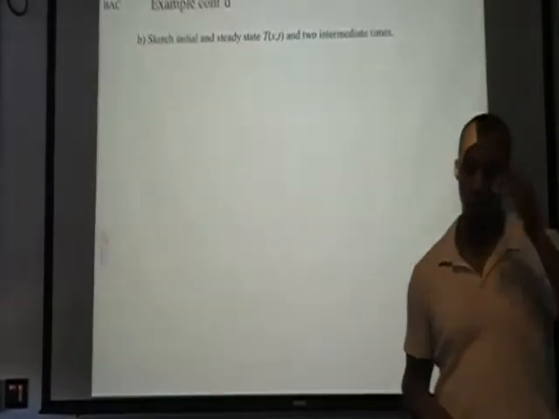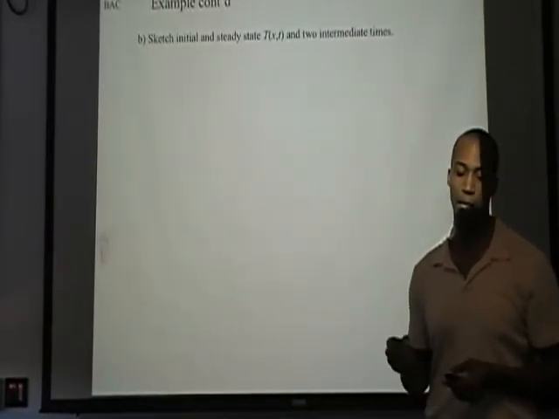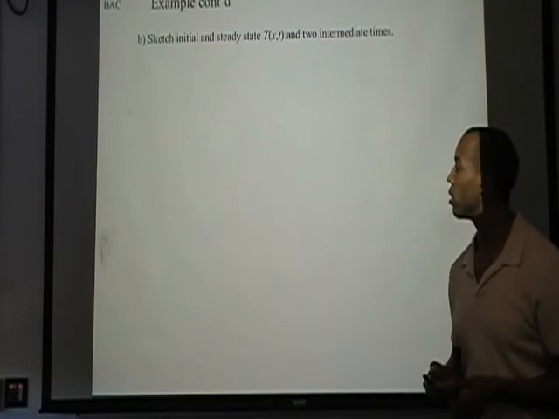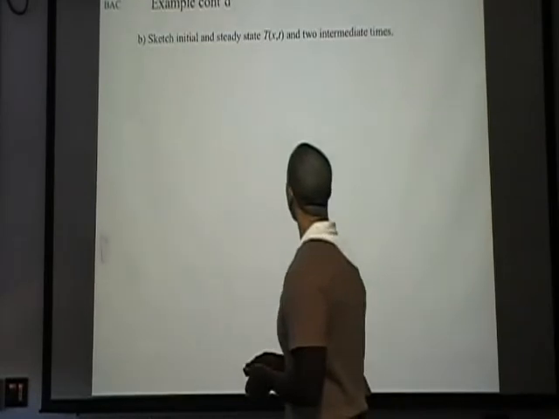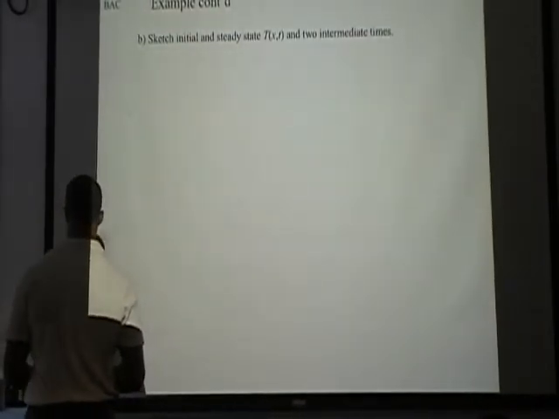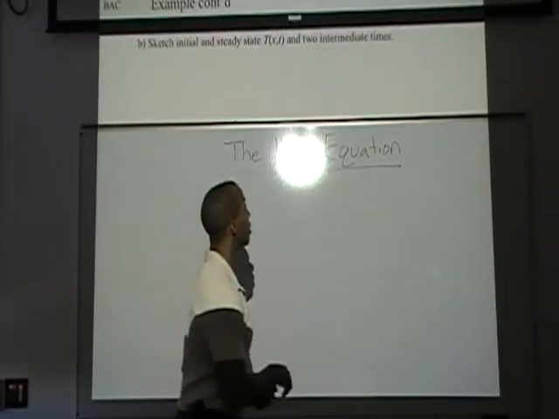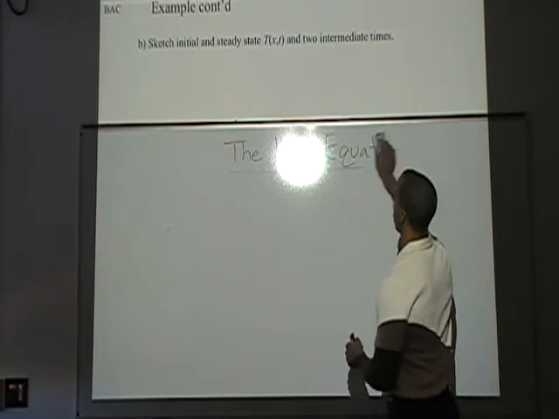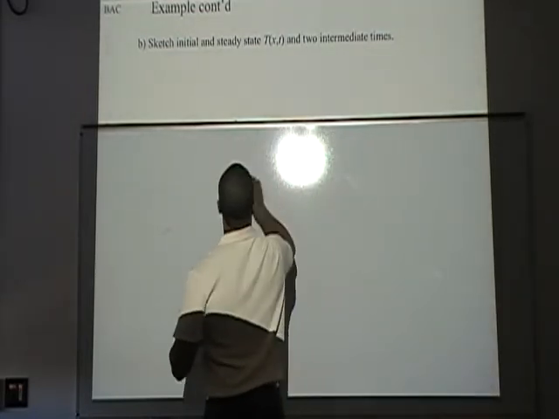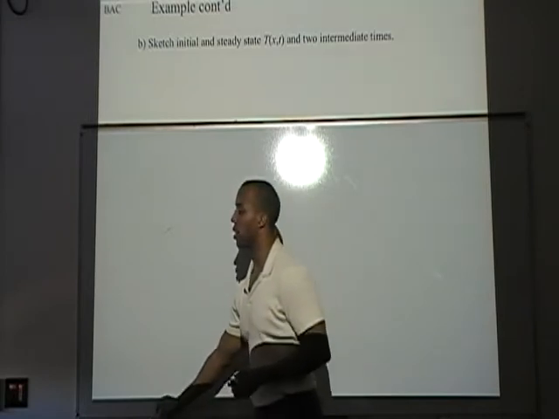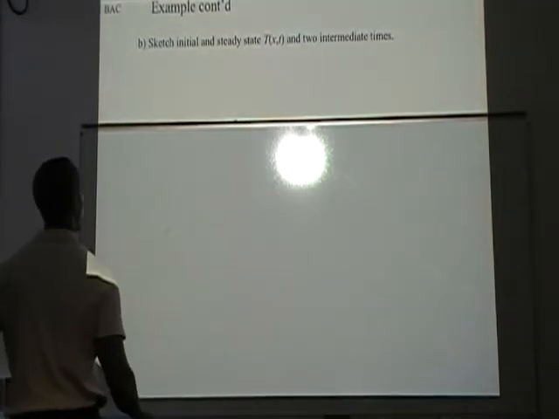So now we're going to move on to the second part. So here we want to sketch the initial and steady state temperature distribution and two intermediate times. So I'm going to move up the projector. We go ahead and erase this artifact. All right, so I'll leave you some space in your notes to work along with me.